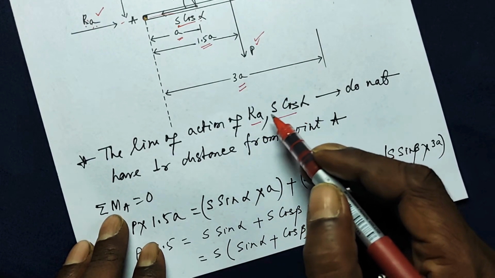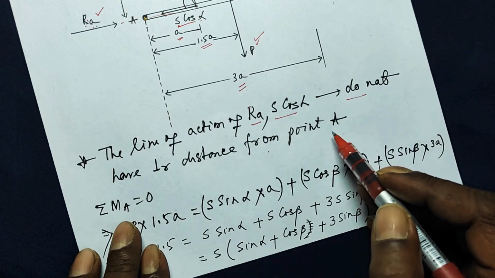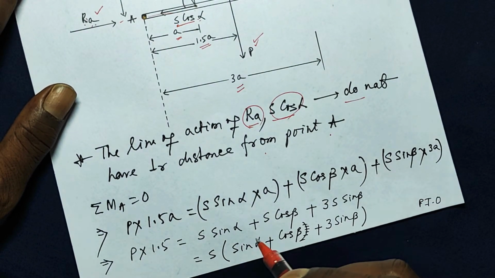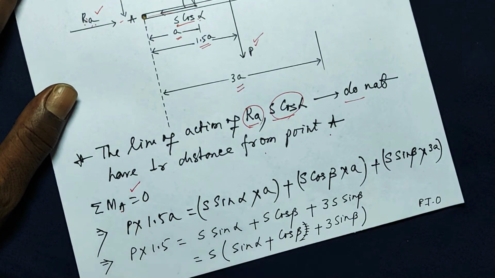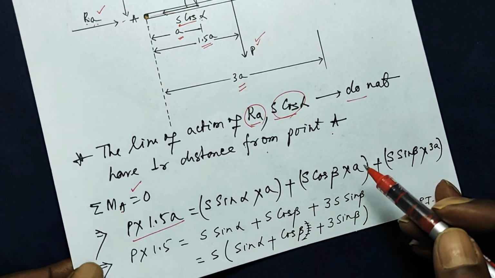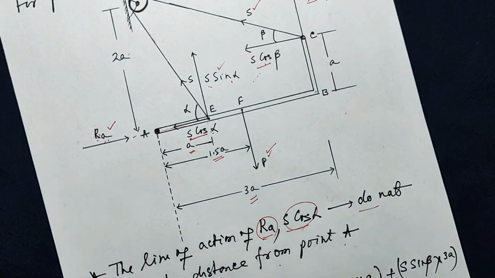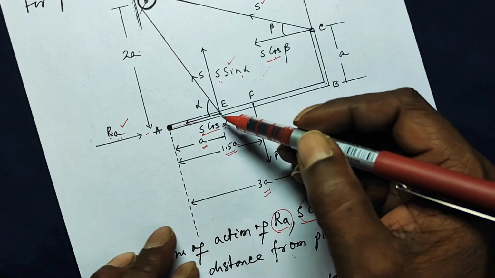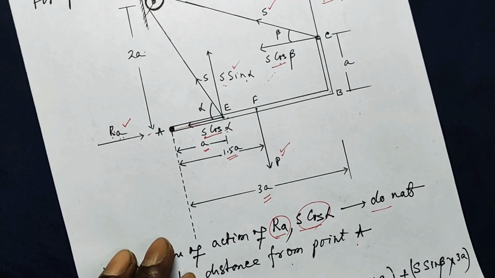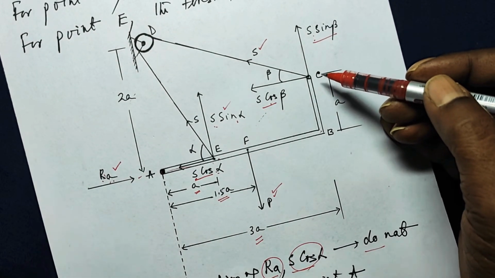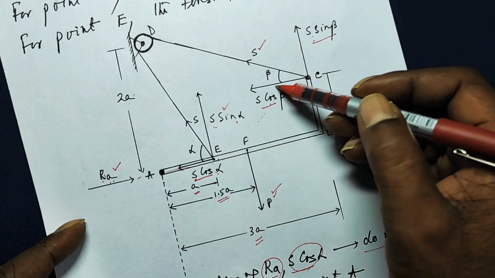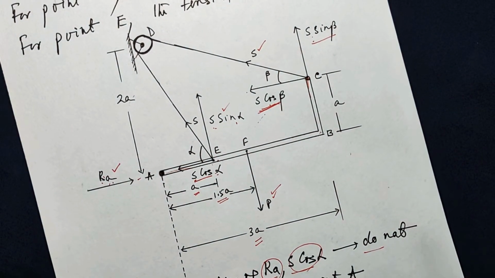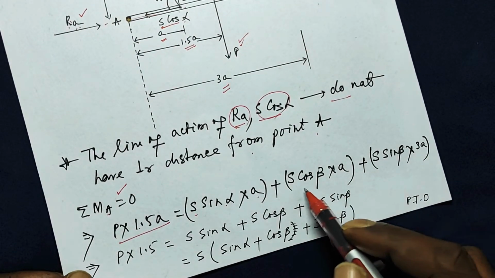The line of action of RA and S cos alpha do not have a perpendicular distance from point A, therefore these two, this as well as this, don't have a turning effect about point A. So apply sum of the moments about A is equal to 0. P times 1.5A will provide a clockwise turning effect about point A. Then S sin alpha times A. S sin alpha times this perpendicular distance will produce an anti-clockwise moment. Then S cos beta times A, because this A is the perpendicular distance of the line of action of S cos beta from point A, that will also produce an anti-clockwise turning effect.